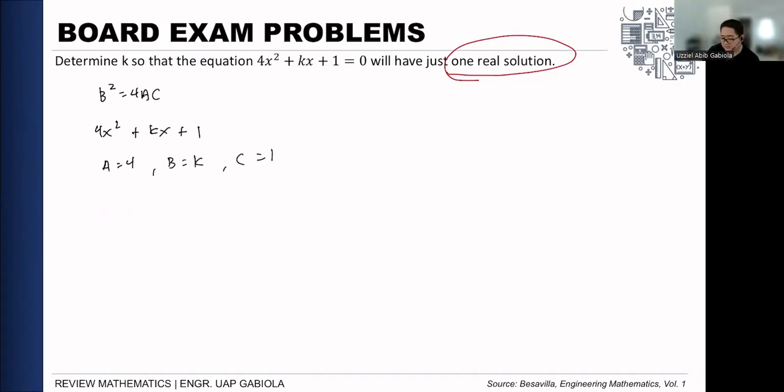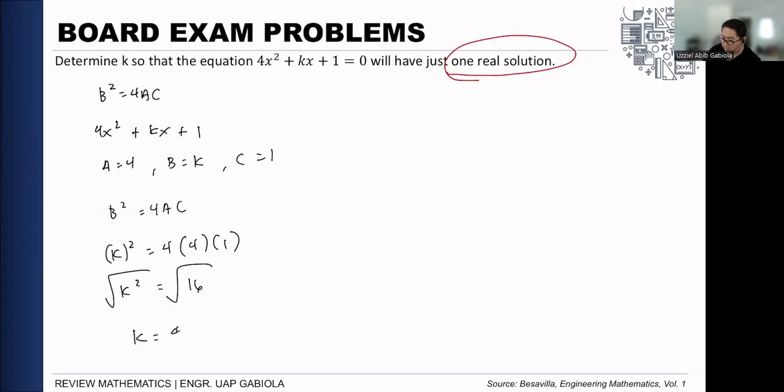Substituting those values into our discriminant formula for one real solution, this will be k squared is equal to 4 times 4 times 1. So k squared is equal to 16. Then we get the square root, k is equal to 4. And that is our answer.